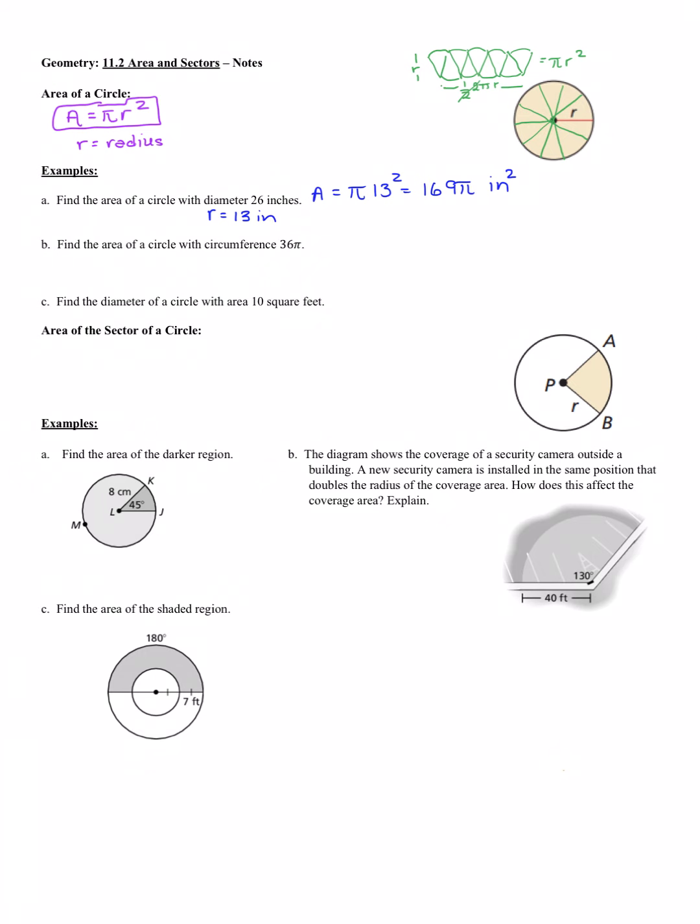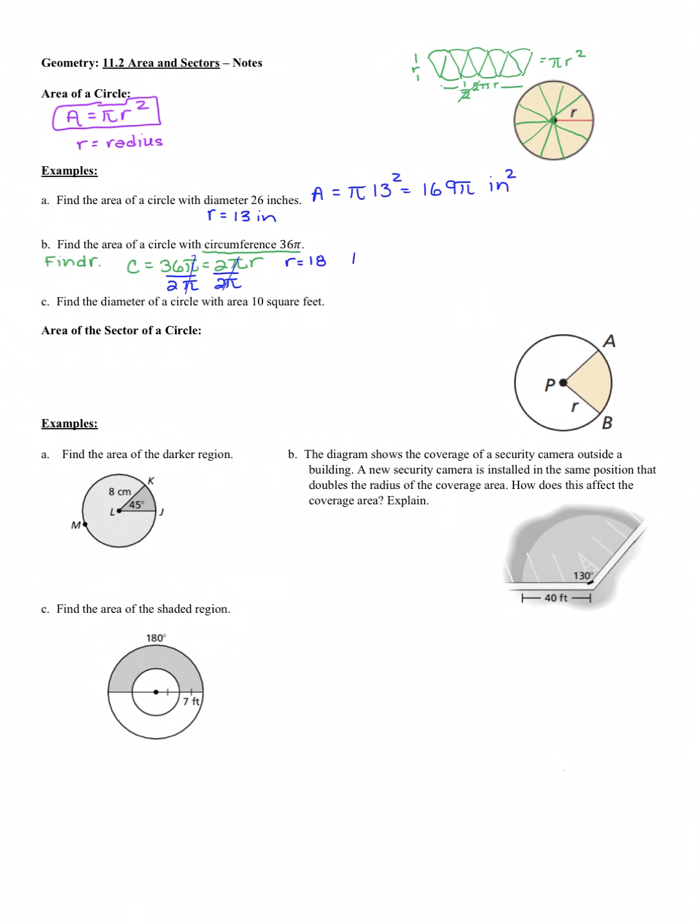Now find the area of a circle with a circumference of 36 pi. So our goal is to find the radius. So I know that my circumference is 36 pi and circumference is 2 pi r, so what I really want is to find r. So I'm going to divide both sides by 2 pi. My pi's will cancel, and 36 divided by 2 tells me that my radius will be 18. So your first goal is to solve for r.